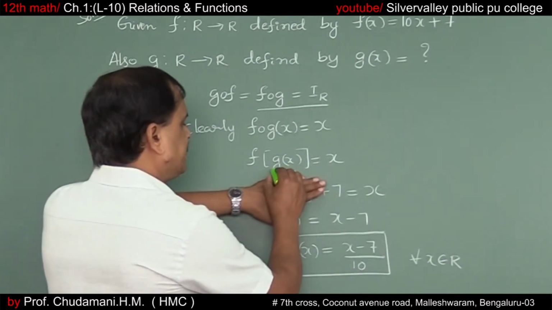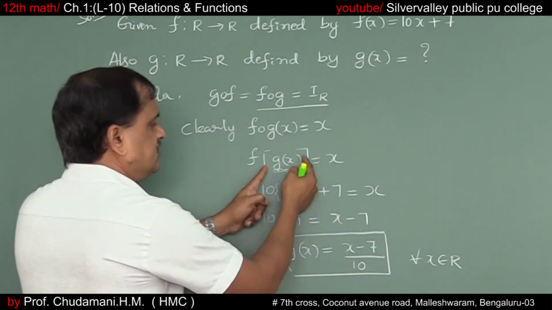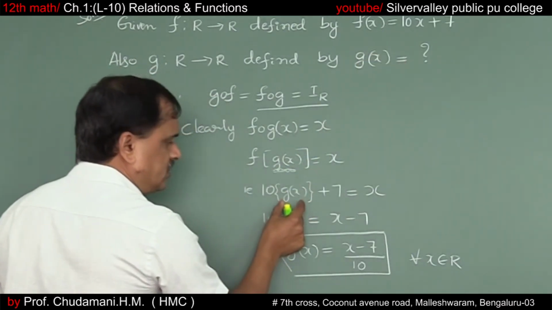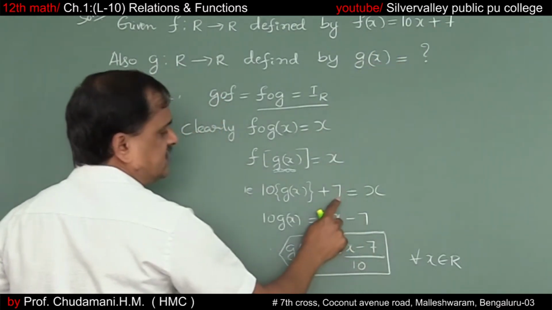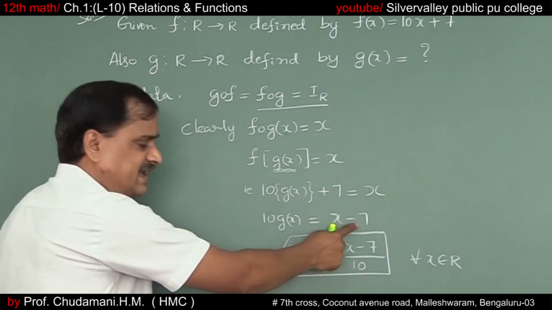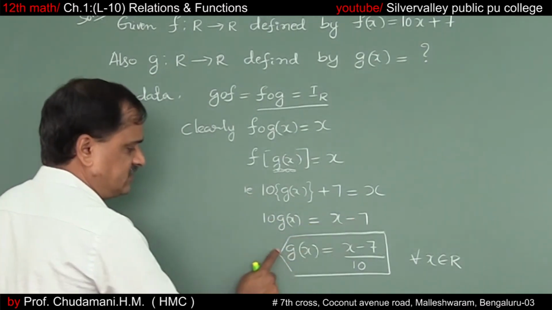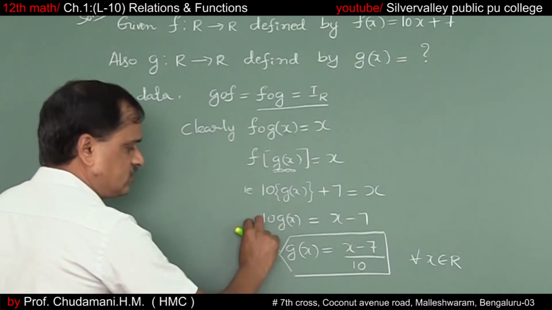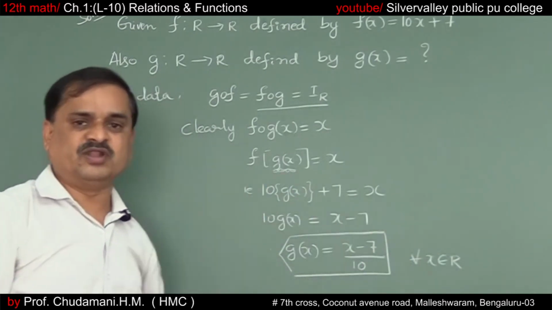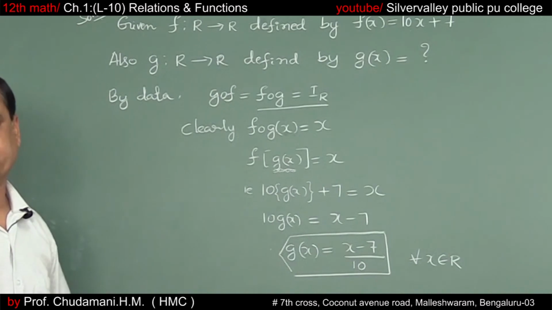What is f of x actually? 10x plus 7. In place of this x, write g of x. So that is 10 into g of x plus 7 is equal to x. Shift 7 to the other side, x minus 7. 10 into g of x equals x minus 7. Therefore, g of x is equal to (x minus 7) divided by 10 for all x belonging to the real numbers. This is how g of x is defined.